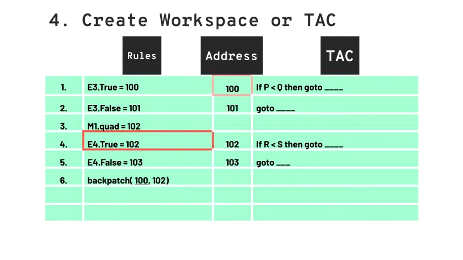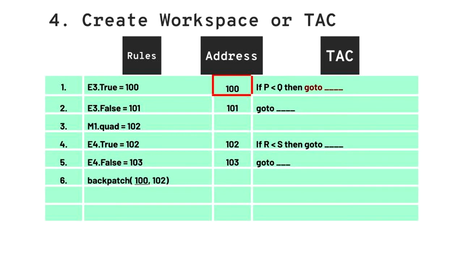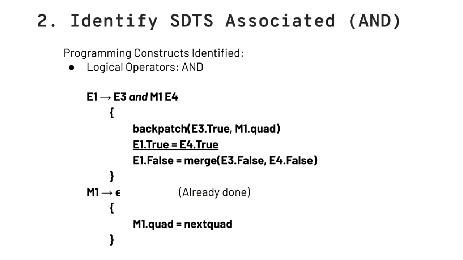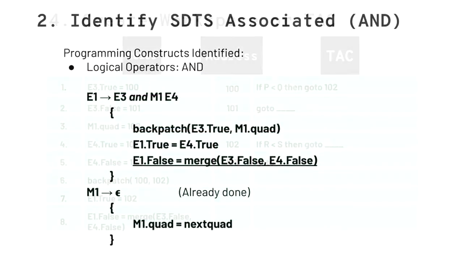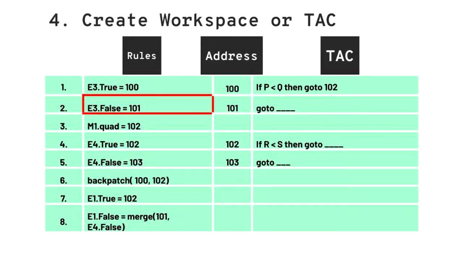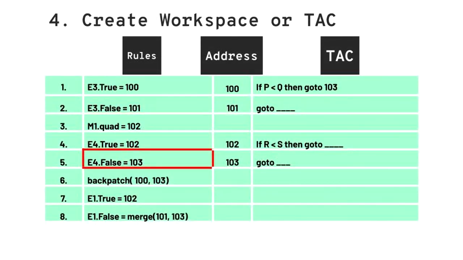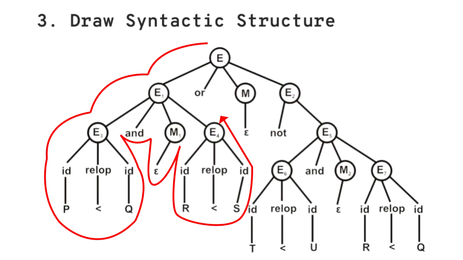So we go back to the line with address 100 and write 102 in the empty space we left earlier. Next condition is e1.true equals to e4.true. Here e4.true is 102. For next line, e3.false is 101 and e4.false is 103. The merge function will give control to the addresses mentioned as parameters after the condition of E1 fails. Now we have written 3 address code of nodes till E1.